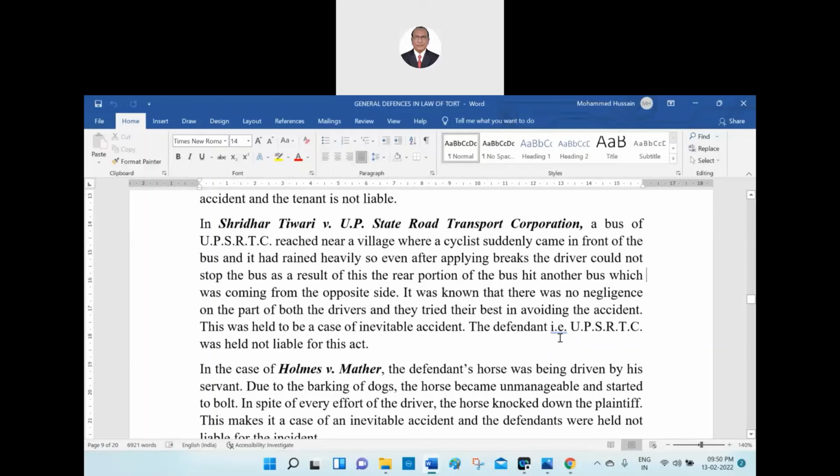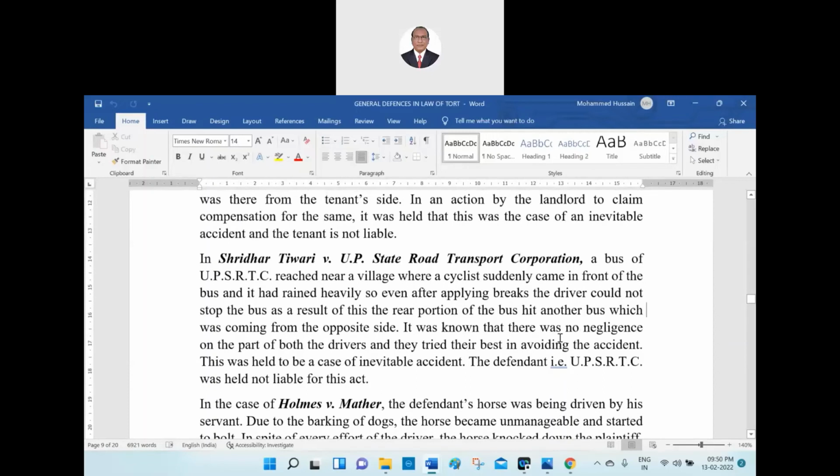So what happened in this case law? A bus of UPSRTC, that is the Uttar Pradesh State Road Transport Corporation, reached near a village where a cyclist, a person who is riding on the cycle is called a cyclist, suddenly came in front of the bus, and it had rained heavily at the time. So even after applying the brakes, who applied the brakes? The driver applied the brakes, of UPSRTC. And could not stop it.